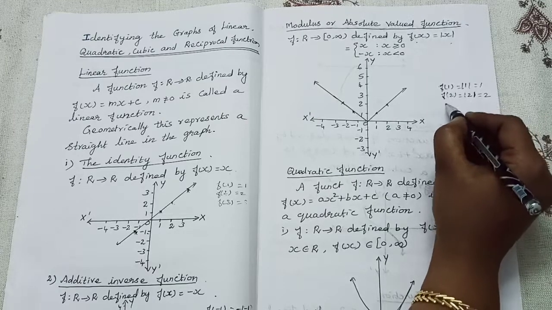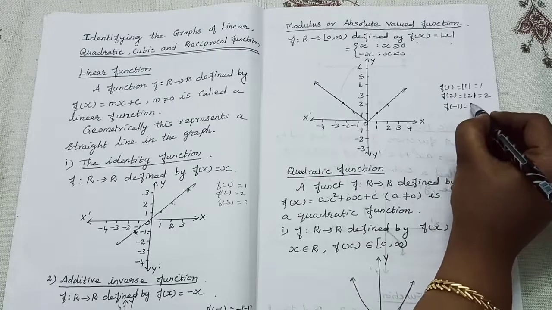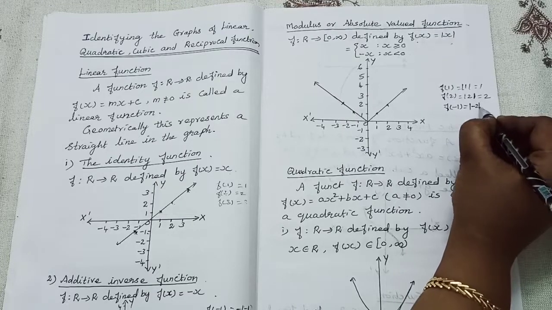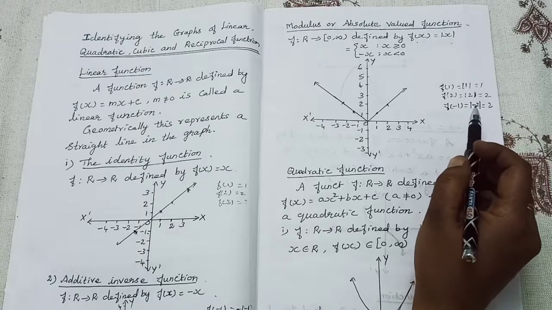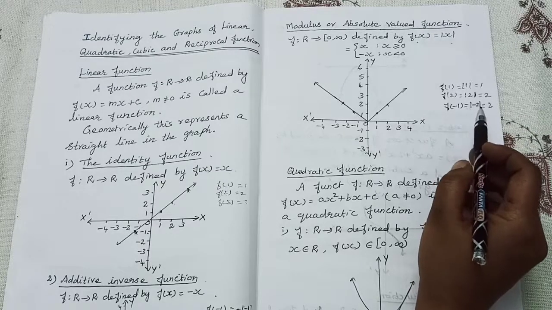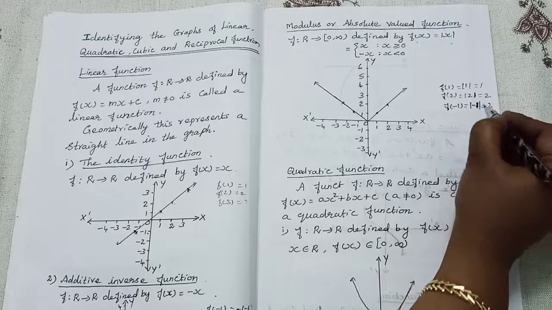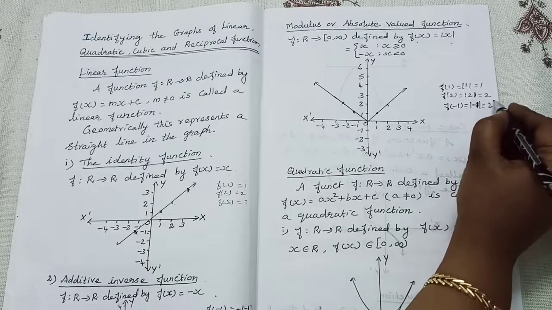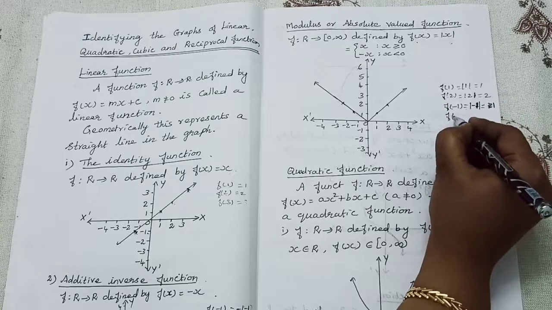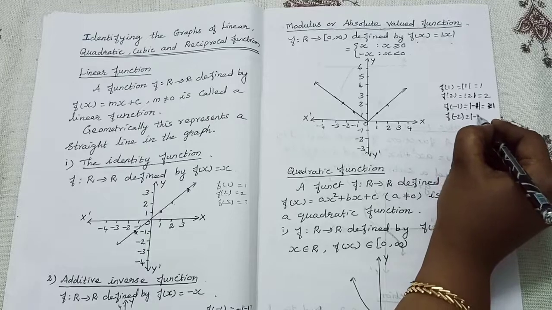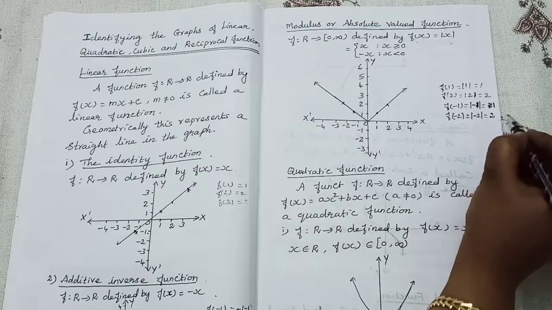Suppose a negative value, f of minus 1. If I take x value minus 1, then modulus minus 1 is also 1. Inside the modulus, any negative value will come out as a positive value only. Like that, f of minus 2 is equal to modulus minus 2, which is what value? 2. Very good.